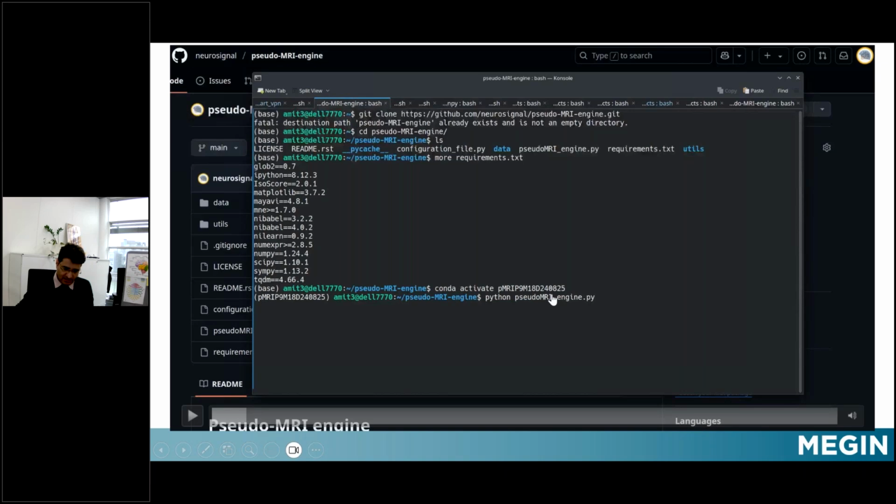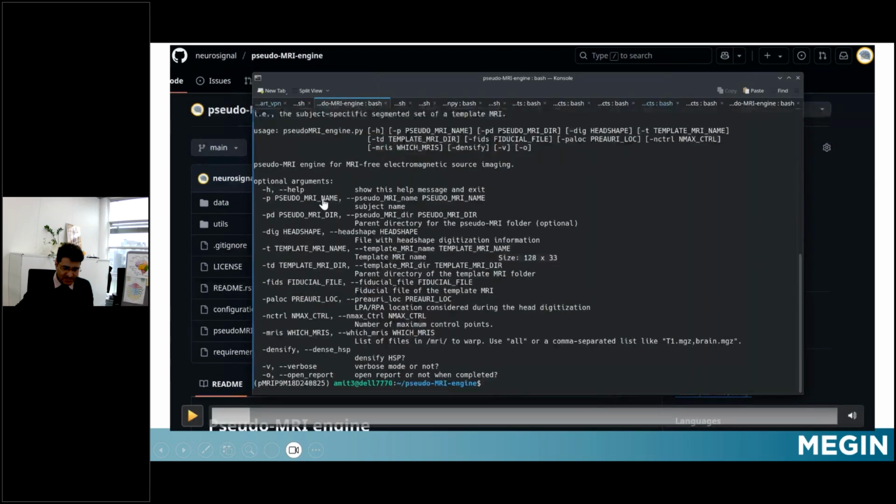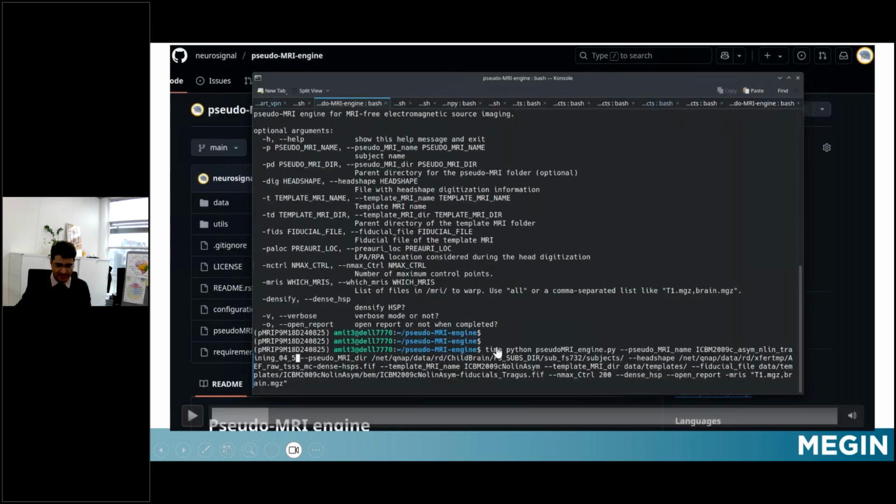Now I have added my environment, and here I'm just looking over the help. So you can see these input arguments, and I will explain them as I use them. Now, this is the main function, pseudo MRI engine. This is a Python tool. I'm using Python, and the time argument I'm giving here is just to compute how much time it takes.